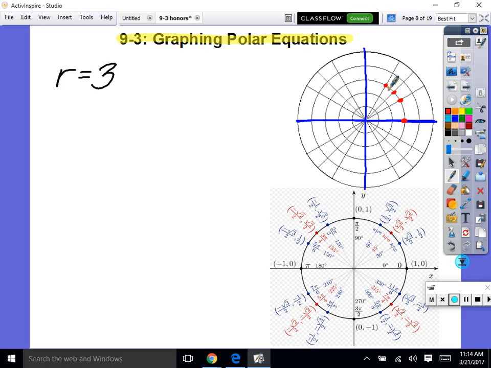No matter what theta is, so this would be 0 or 2 pi, correct, everybody? Pi 6. And so we can just go around. This is pi halves. It's going to still be a radius of 3. So I'm just drawing in my points here, and then I'm going to connect them. It's just a circle, so really I could have just gone like this. And we've drawn in a polar equation here. Pretty easy one.